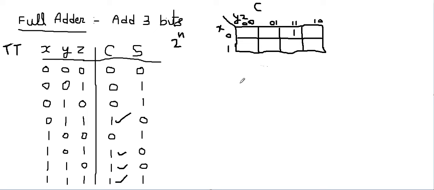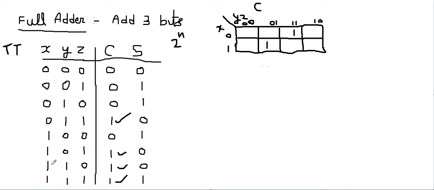Then here we have 1. So 1 0 1, when x is 1, y is 0 and z is 1. If I consider this the first row and this the second row, then for x is 1, y is 0 and z is 1, in this cell we will write 1 here.